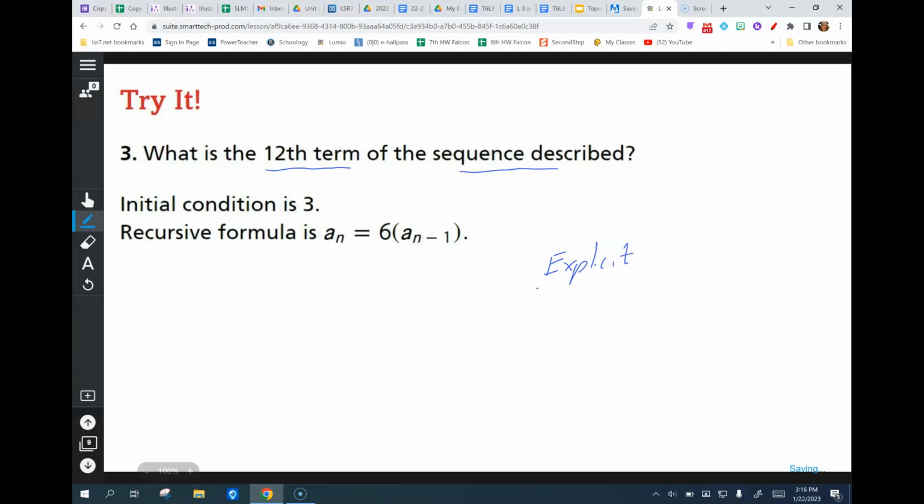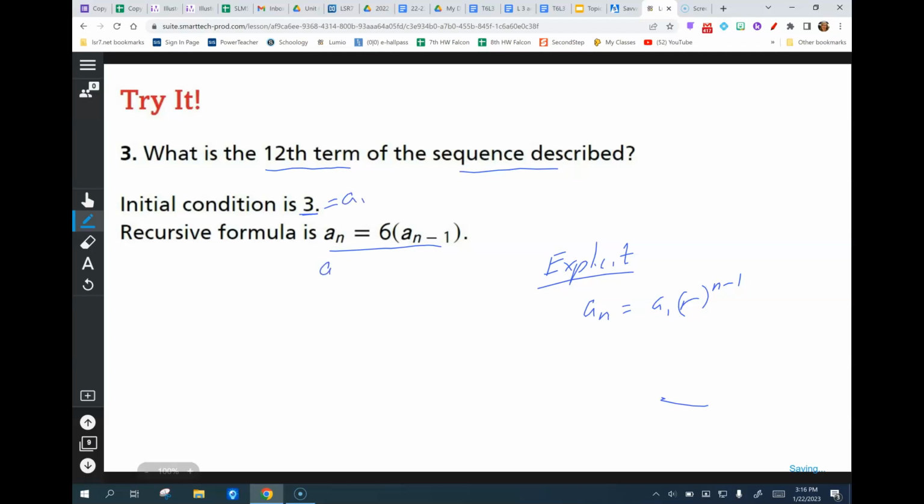Okay, explicit. Now, the good news is we don't expect you to memorize these because EOC gives you the formulas. You just have to identify what it is. So that's why we just kind of do it that same way. A sub n is equal to a sub 1 times r to the n minus 1. Okay, that's our explicit formula. But look what they give us. Okay, the initial condition is 3. Well, isn't that a sub 1?